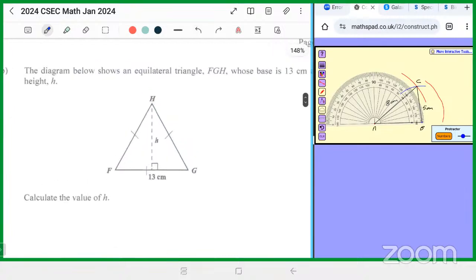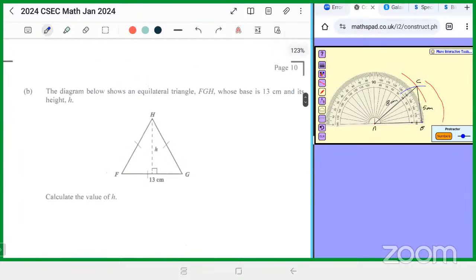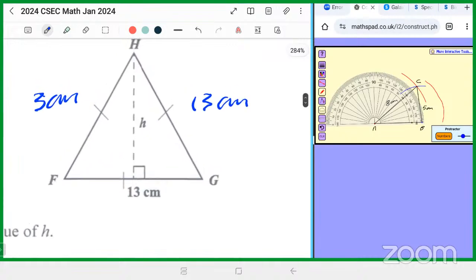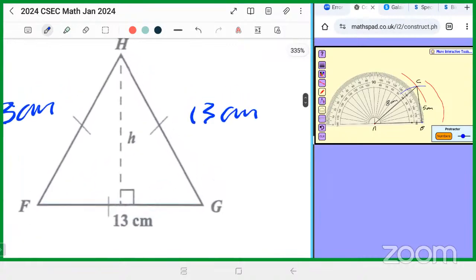So we can put that on, all right? It tells us the base is 13, right? So this is 13 centimeters as well. This side is also 13 centimeters. All right. In addition to that, the three angles are at 60 degrees. That's another feature or property of an equilateral triangle. So this angle is 60 degrees. All right. This one is 60 degrees.